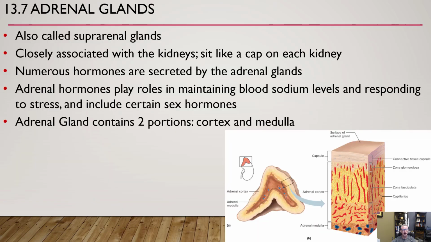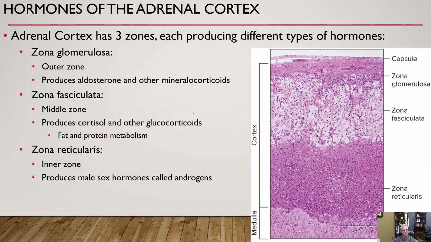All right, adrenal glands. We also call them suprarenal glands because they sit on top of the kidney. They look like a little hat that sits on top of the kidney. We have different hormones that are produced by the adrenal glands. Basically, they're going to be responsible for maintaining your sodium levels, your stress levels, and your sex hormones. And we have two different portions: a cortex and a medulla.